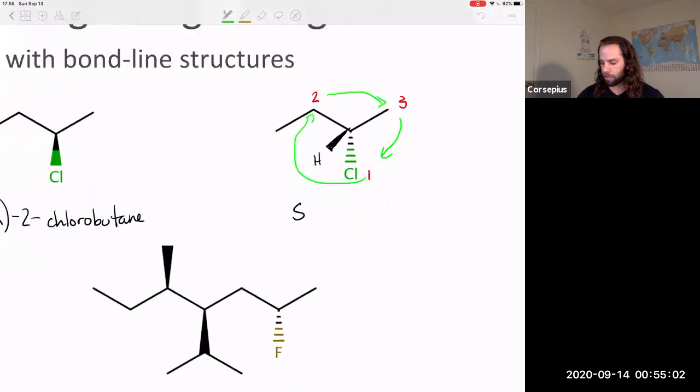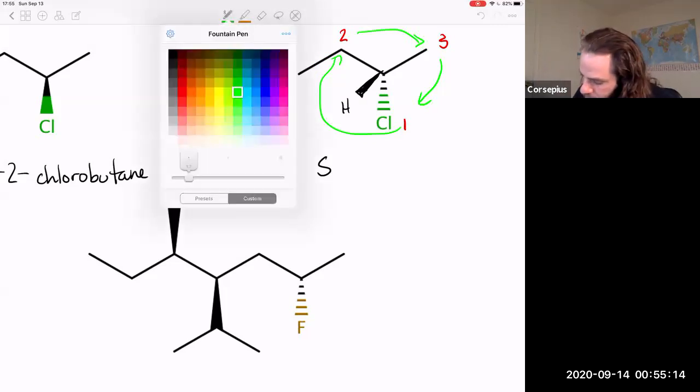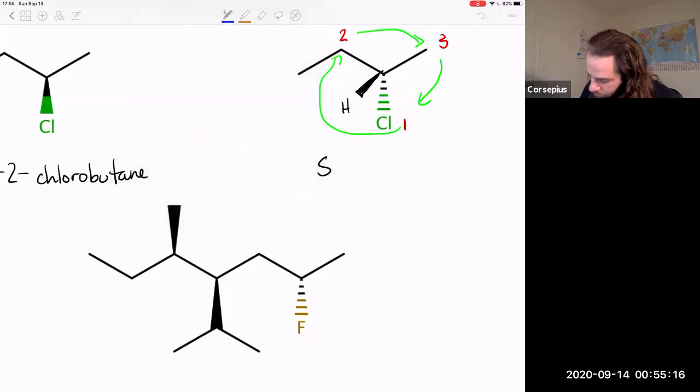Okay, so let's do a little bit more complicated example here. This is a good one to pause and try on your own. What's my first step got to be? I got to identify the stereocenters. So I have one here, one here, and I also have one here.